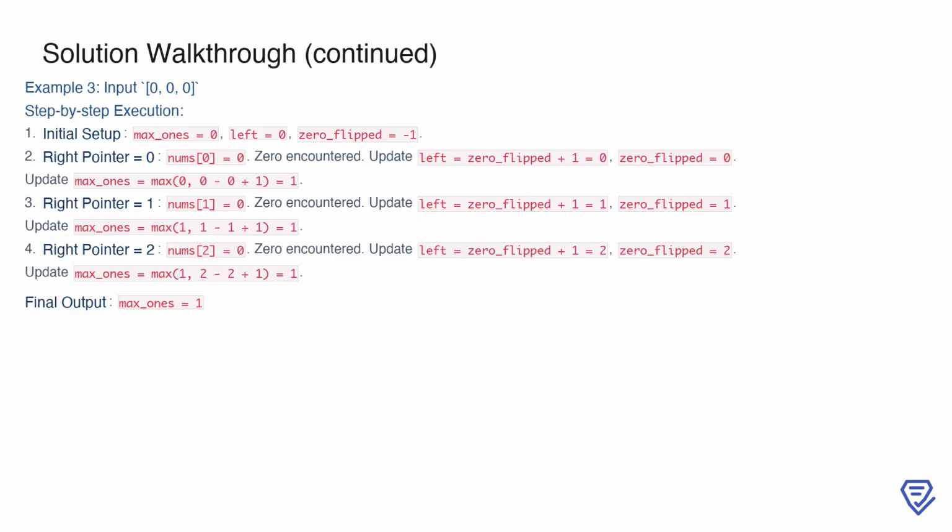Similarly, at right equals 2, we encounter yet another 0. We adjust the left pointer again, moving it to index 2, and update 0_flipped to 2. Again, the window size is 1, so max_ones remains unchanged at 1. Since all elements are zeros, the maximum number of consecutive ones we can achieve by flipping a single 0 is just 1. The final result for this example is max_ones equals 1.